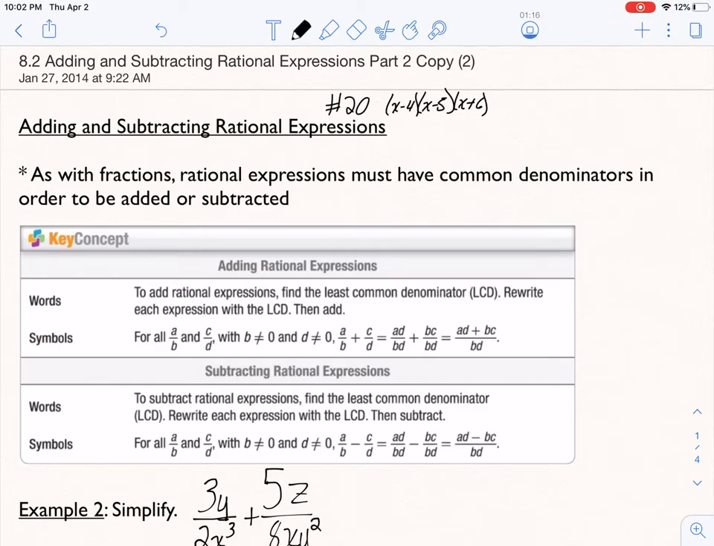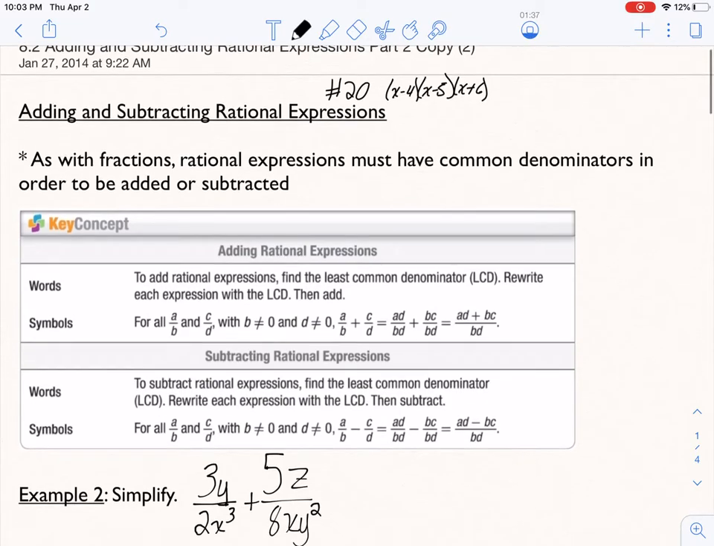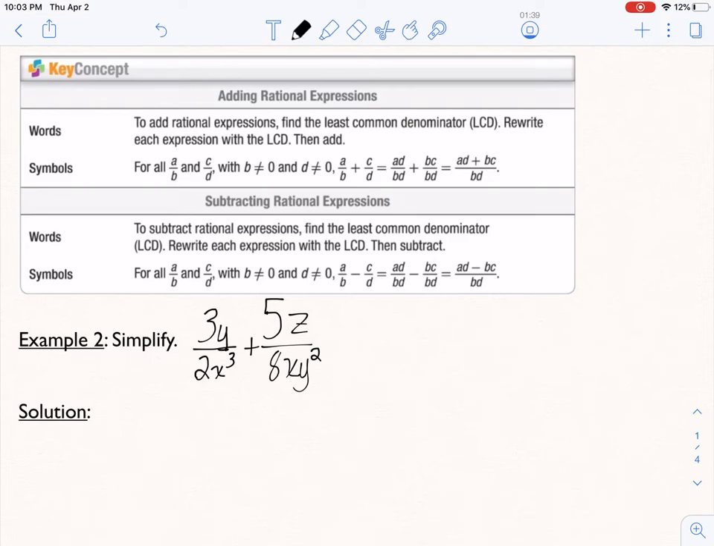And so now we're going to get into part 2. Part 2 is actually going to be adding and subtracting rational expressions. On the first part, all we cared about was finding the least common denominator. Now we're going to use that LCD to simplify these expressions. As with fractions, rational expressions must have common denominators in order to be added or subtracted. I've got the little picture from the book there. Again, if you want to look through that, it can give you some help.